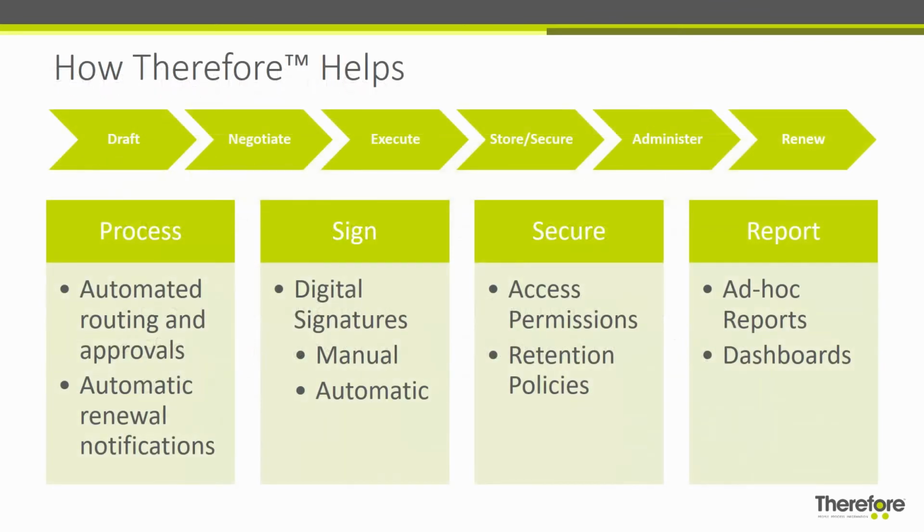Okay, so now that we understand the background and context of automating contract management processes, let's take a look specifically at how Therefore helps this process. As we saw earlier in the presentation, we're going to be looking at the contract management process as a series of 6 steps: draft, negotiate, execute, store and secure, administer, and renew.